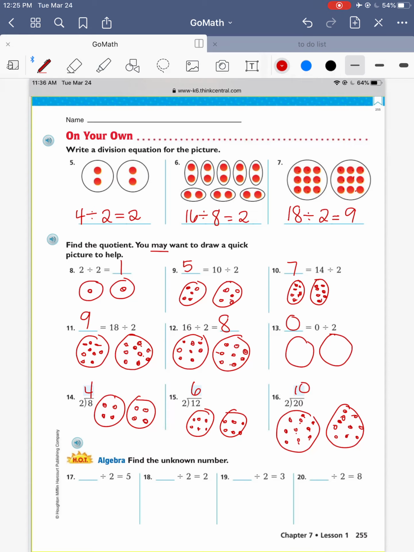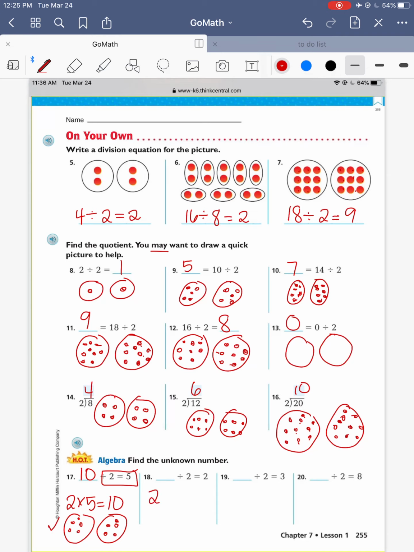Then down here, I'm going to do the commutative, not the commutative property, a related fact, and take the 2 numbers at the end. So 2 times 5 is 10, which means 10 divided by 2 is 5. I could draw a picture to check myself also. So if I have 2 groups and then I put 10 dots in, then I have 5 in each group. So 10 divided by 2 is 5. So that one is correct.